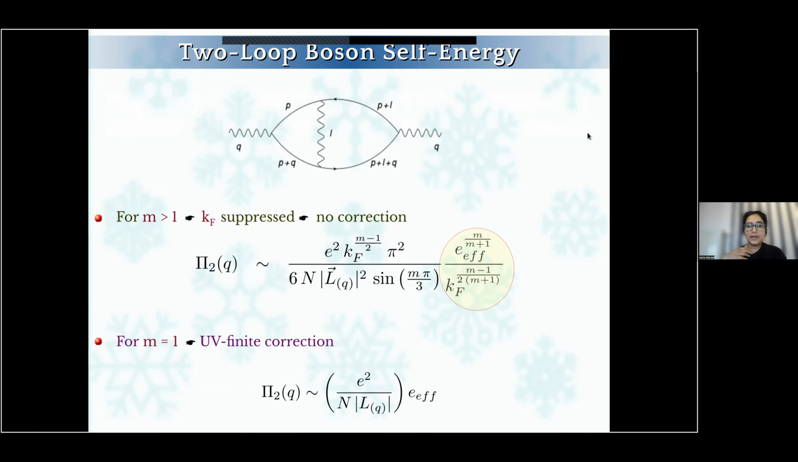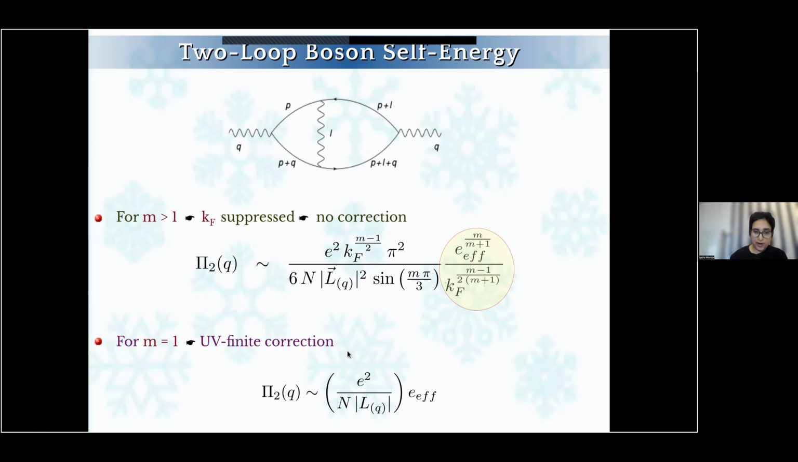Okay, and then we also computed the higher loop self-energies for both the fermion and the boson. Let us first look at the two-loop bosonic self-energy. We found that for the m greater than 1 case, the answer is k_F suppressed. That means when we take k_F going to infinity, the correction goes to 0. So here is the expression where we see that there is this extra factor compared to the one-loop answer, which depends on this k_F in the denominator, which tells us that this loop correction just vanishes when we take the k_F going to infinity limit.